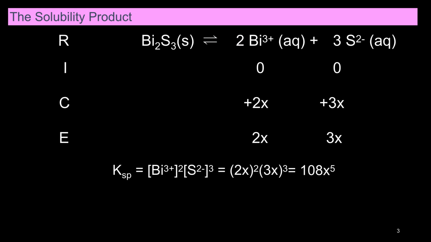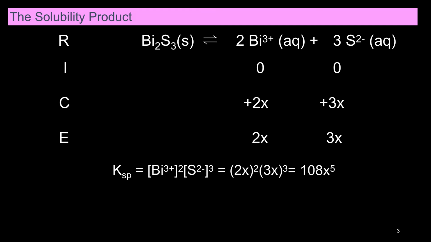Here is the RICE table for the reaction shown. You do not know how much of the solid will dissolve, so you call the amount of ion created X. Please note that the coefficient in the balanced reaction becomes the coefficient of X in the table. This means that not only will the concentrations be squared or cubed in the equilibrium expression, their values will also often be 2x or 3x.